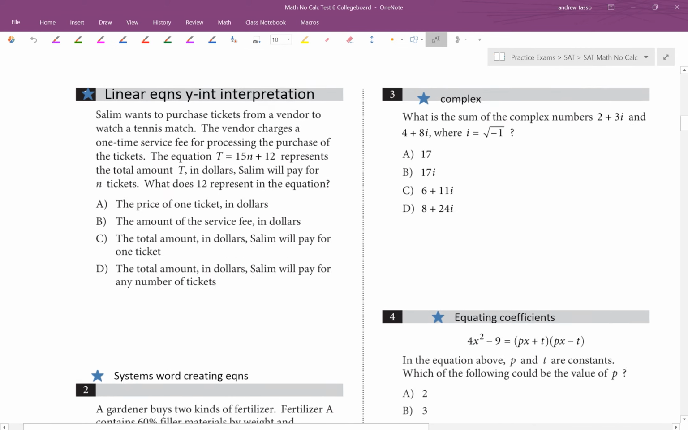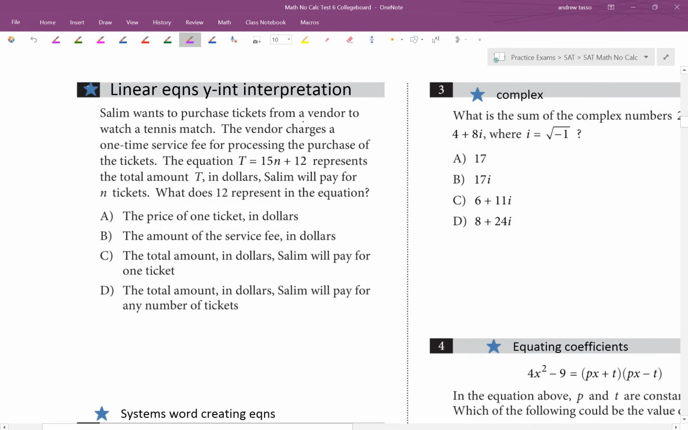Question 1. Salim wants to purchase tickets from a vendor to watch a tennis match. The vendor charges a one-time service fee for processing the purchase of the tickets. The equation T equals 15n plus 12 represents the total amount in dollars Salim will pay for n tickets. What does the 12 represent in the equation?